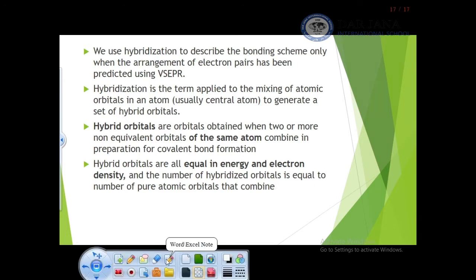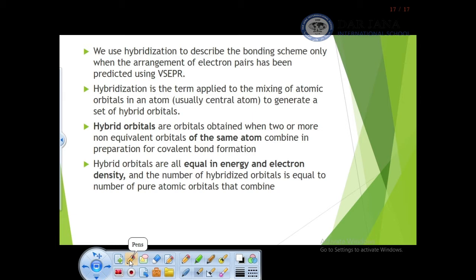So we use hybridization basically to describe the bonding scheme only when the arrangement of electron pairs has been predicted using VSEPR. So we need to use the VSEPR model. VSEPR model, what is it? It's the valence shell electron pair repulsion. We have the table already. We explained the two tables, table number 1 and table number 2. What is the difference between each one? The difference is basically the lone pair. In the first table, we don't have lone pairs. The second table is applicable when we have lone pairs.